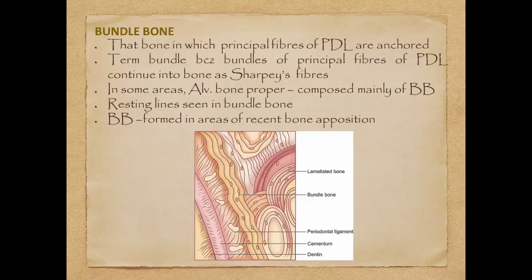The next is the bundle bone. Bundle bone is the bone in which the principal fibers of the periodontal ligament are anchored. The term bundle bone is used mainly because of the insertion of the bundles of principal fibers of the periodontal ligament, which are known as Sharpey's fibers. In some areas of the alveolar bone proper, it is composed mainly of only bundle bone. Resting lines are also seen in the bundle bone. The bundle bone is formed in areas of recent bone apposition.